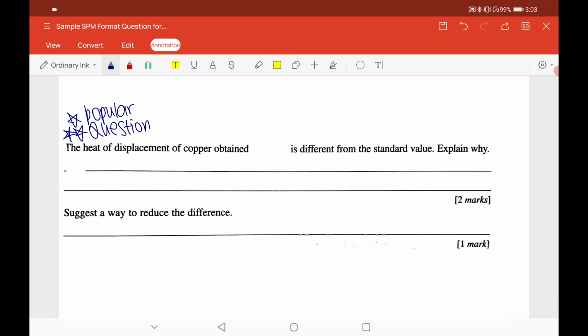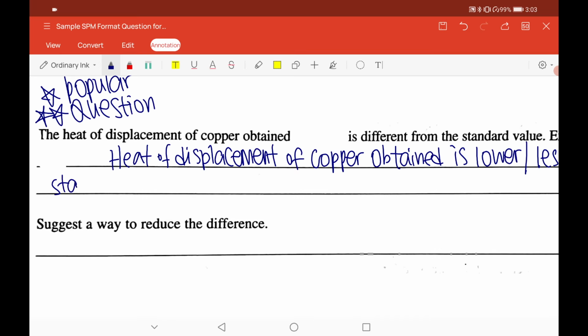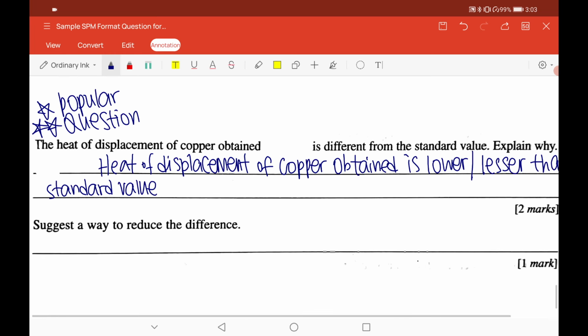So let us write it out first. Heat of displacement of copper obtained is lower. You can write lower or you can write lesser than standard value. So this is the first point. You must mention that the heat we get is always lesser than the standard value.